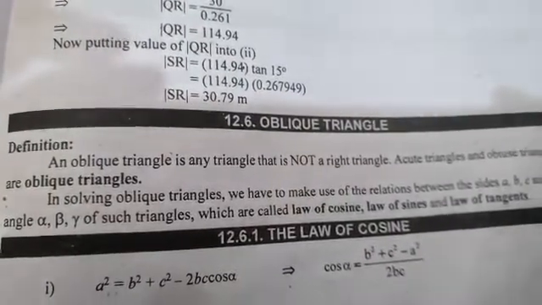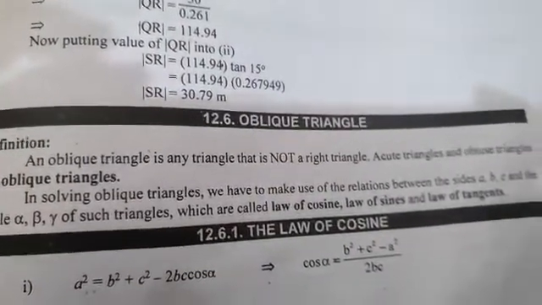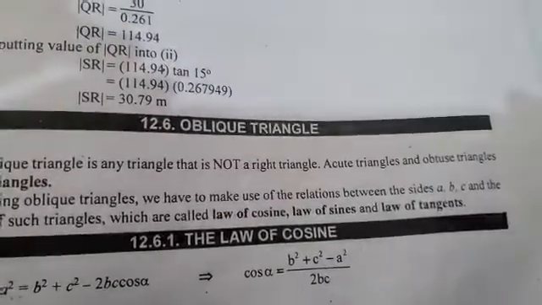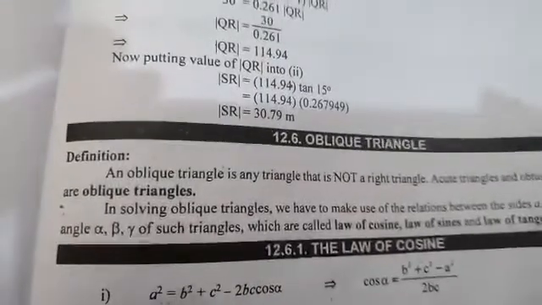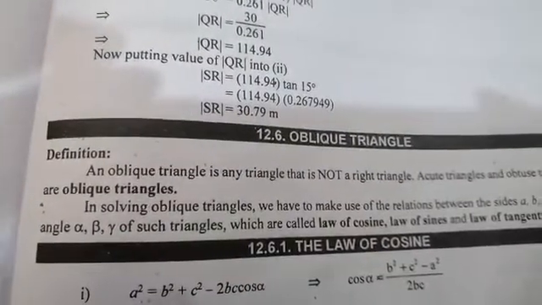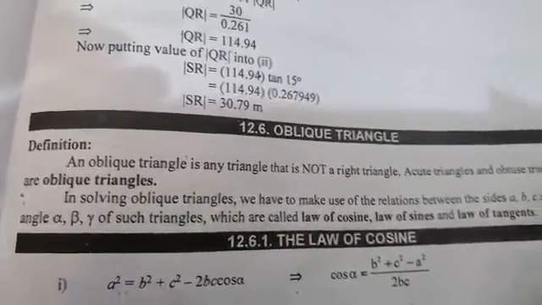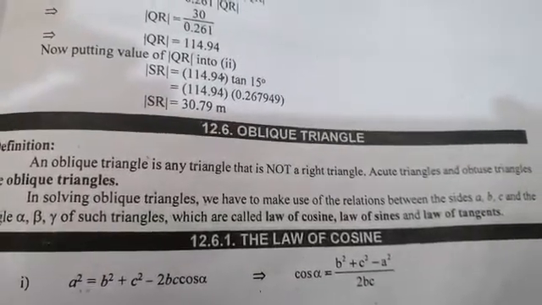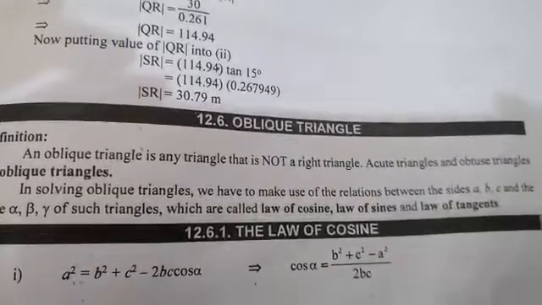In solving oblique triangles, we have to make use of the relations between the sides a, b, c and the angles alpha, beta, gamma of such triangles, which are called law of cosine, law of sines and law of tangents.